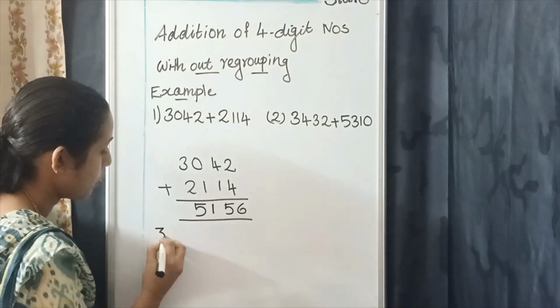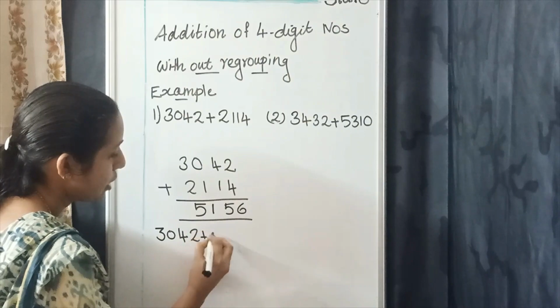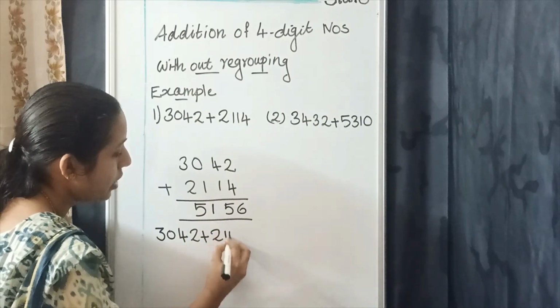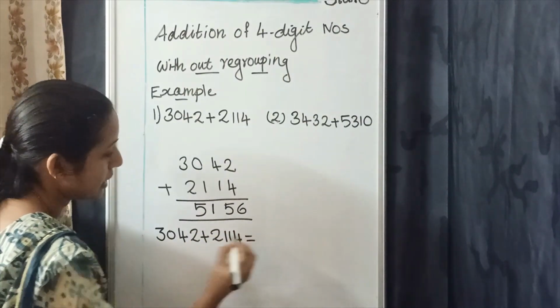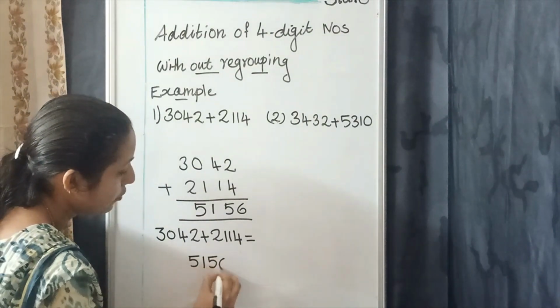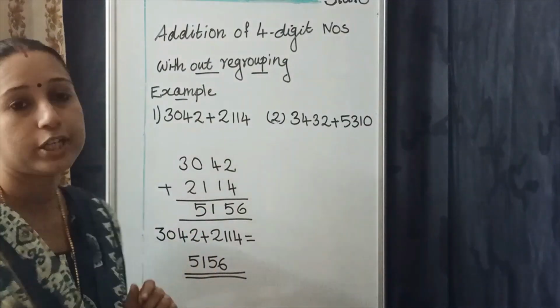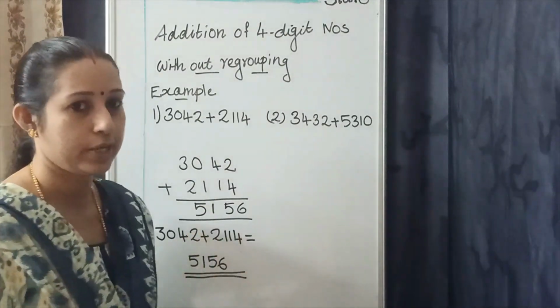So 3042 plus 2140 is equal to 5182. Addition of 4-digit numbers without regrouping.